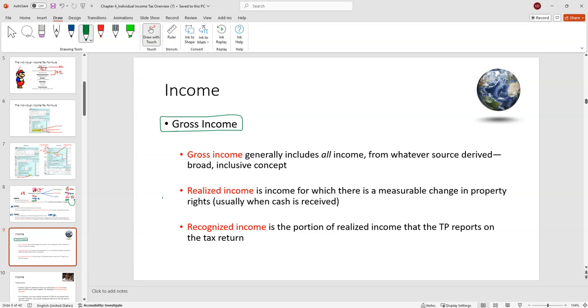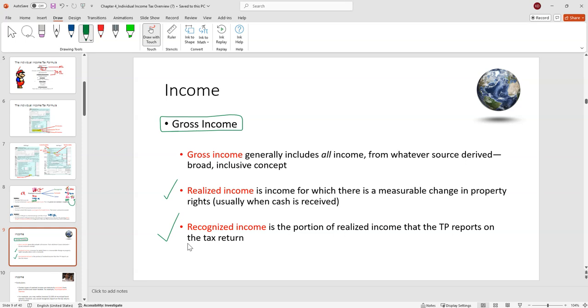And essentially here, the first thing we'll have is our realized income. It's essentially what happened. When there's a change in property rights, we didn't have money before. We worked at our job, now we have money. So we have realization of $100 from our job. And as a general rule, we will recognize that, i.e. put on the tax return.